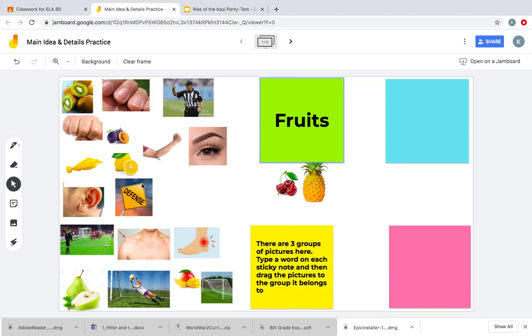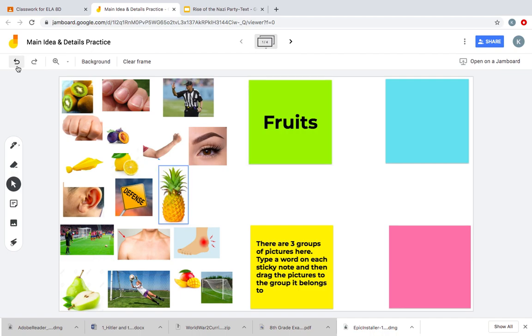If you realize there's not enough space, you can move things around. I made one of these for each of you. So each of you have your own. You can change it around if you would like.